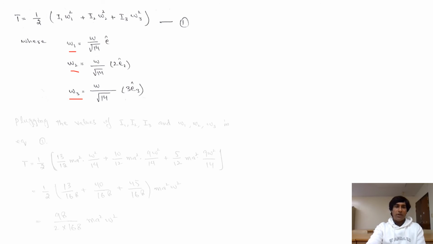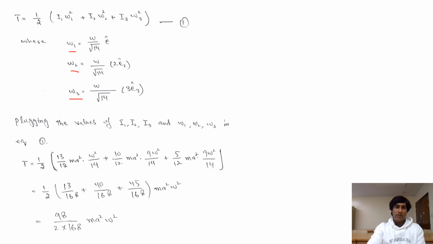So now we have to plug these values into equation 1, the values of I1, I2, I3 and the values of omega 1, omega 2 and omega 3. We have to plug these values in equation 1. There is simple mathematics here, we have to do just simplification. After putting the values, the kinetic energy is equal to 7 divided by 24 ma square omega square.